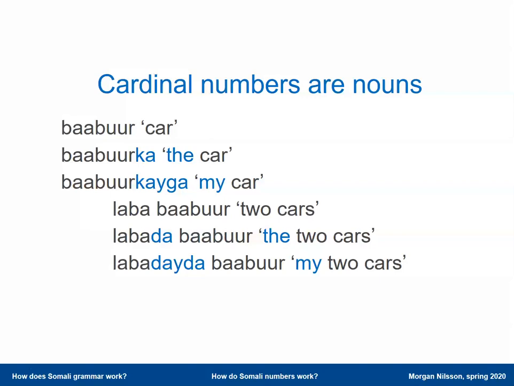So the number two, laba, takes the definite article, so we get the two, labada. And then babur is still in this counting form, the singular form, and it doesn't get any suffix definite article. And then my two, labadaida. And once again, the ending for my possessive ending is added to the number, to the word for two. And the car stays in this uninflected, unchanged counting form.